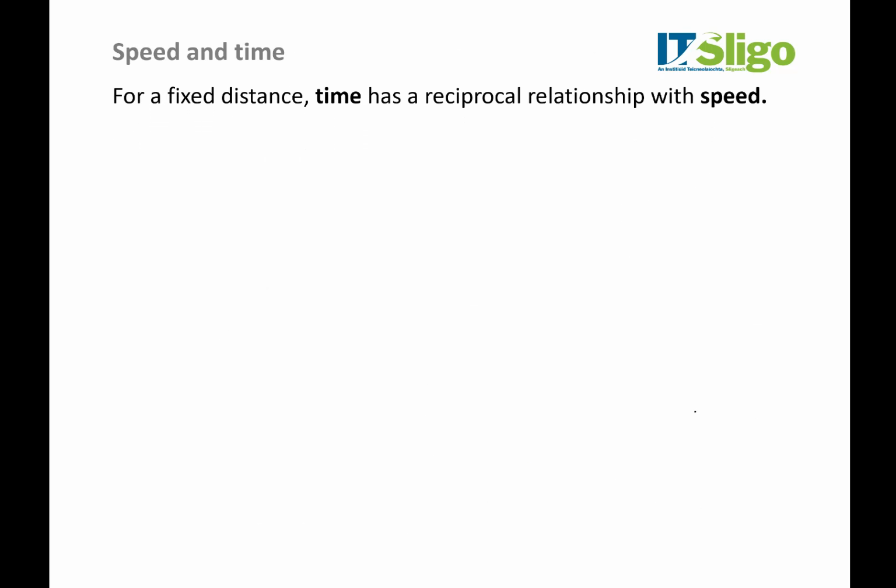Speed and time. Most people are kind of aware of this, but they wouldn't formally call it a reciprocal relationship. So for a fixed distance, if you were driving to Dublin, say 200 miles, time and speed have a reciprocal relationship. Now, you can't control time. The only thing you can control on the journey is your speed. So that's your input.